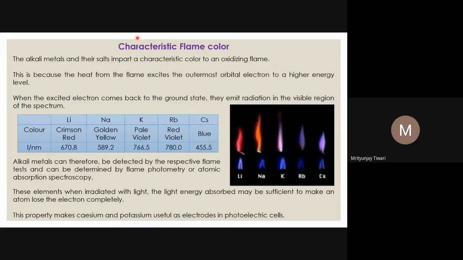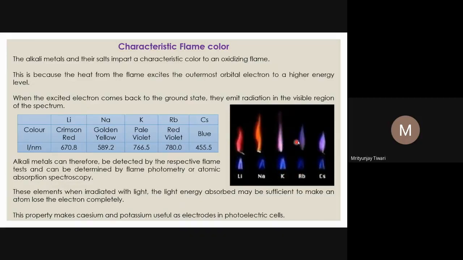Now the characteristic flame color. If you look at the alkali metals and alkaline earth metals, they have characteristic flames. And what does characteristic flame mean? You just heat that metal, and after a certain time you will see a change in the flame color. Depending on the color of the flame, we can recognize those metals as well. So lithium, if you burn lithium on a flame, you get this color. If you burn sodium on a flame, you get this color. And burn potassium on the flame, you get this color above the flame.